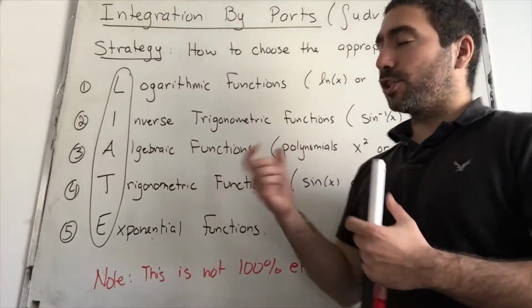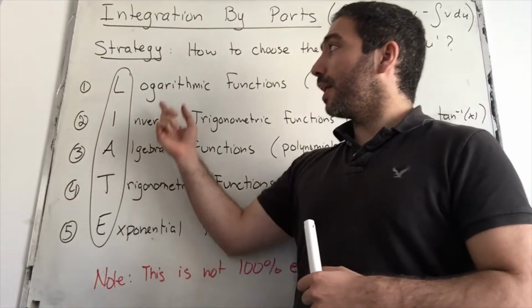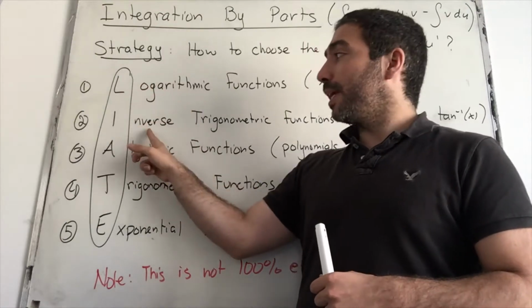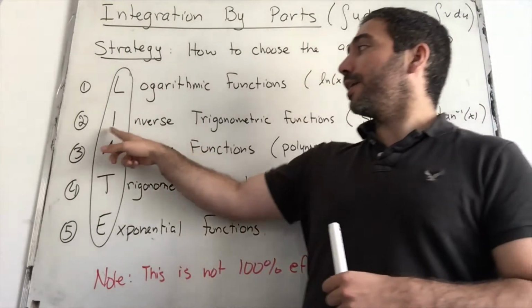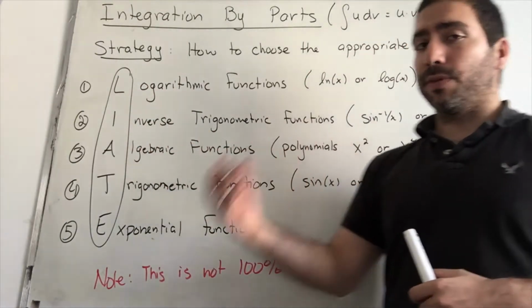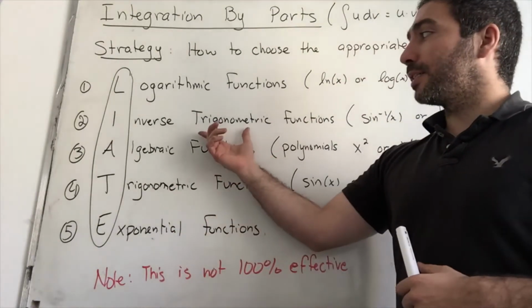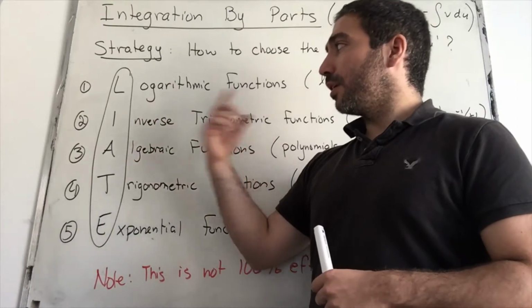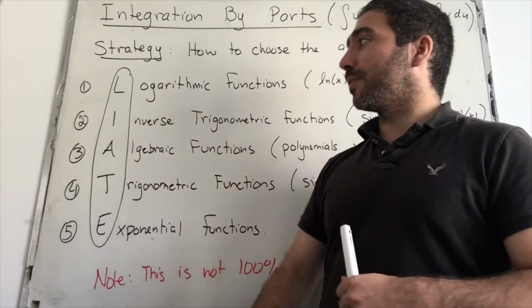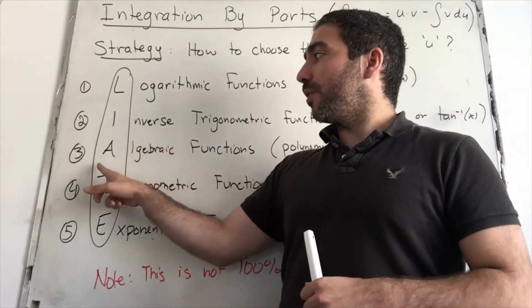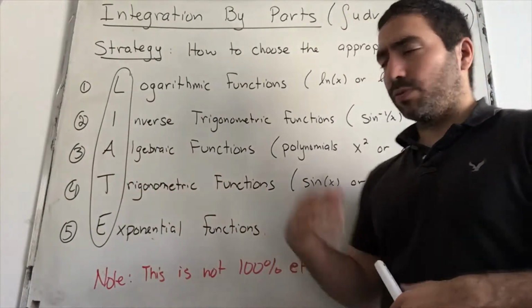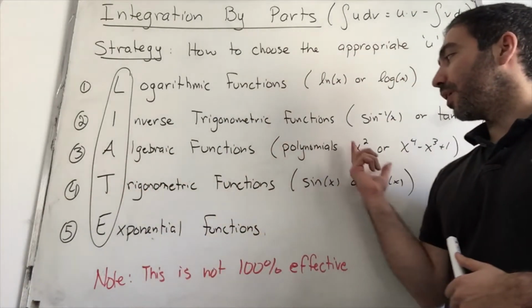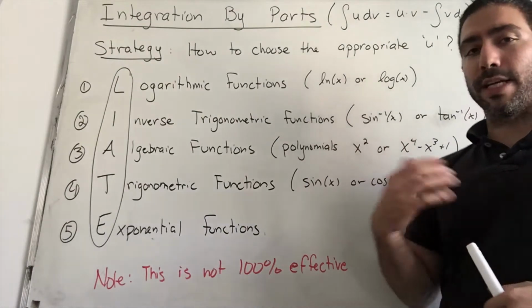If you have a multiplication of two functions and one of them is inverse and the other one's log, well, log's going to win. Inverse comes second, so the I stands for inverse trigonometric functions. So if you're dealing with arcsine, arctan, that's in second place. So if you're multiplying a log function times an inverse trig function, well, your U is going to be the log function. After inverse, you have A, which stands for algebraic functions, which is essentially polynomials, so x squared or x to the 4 minus x cubed plus 1.